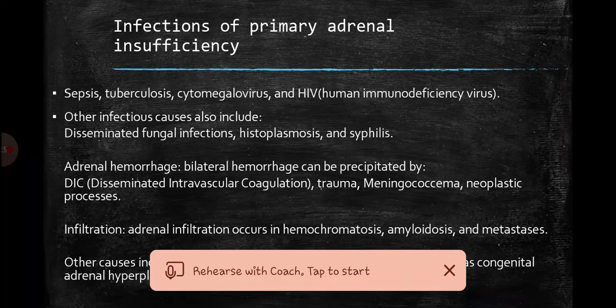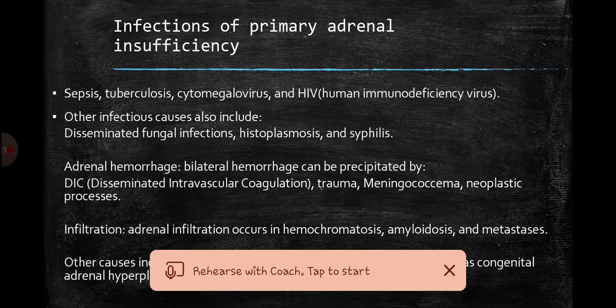Infections causing primary adrenal insufficiency include sepsis, tuberculosis, cytomegalovirus, and human immunodeficiency virus. The prevalence of tuberculosis has declined, but HIV has emerged as the most important cause of adrenal insufficiency associated with adrenal necrosis. Other infectious causes include disseminated fungal infections, histoplasmosis, and syphilis. Blastomycosis is a common cause in South America.